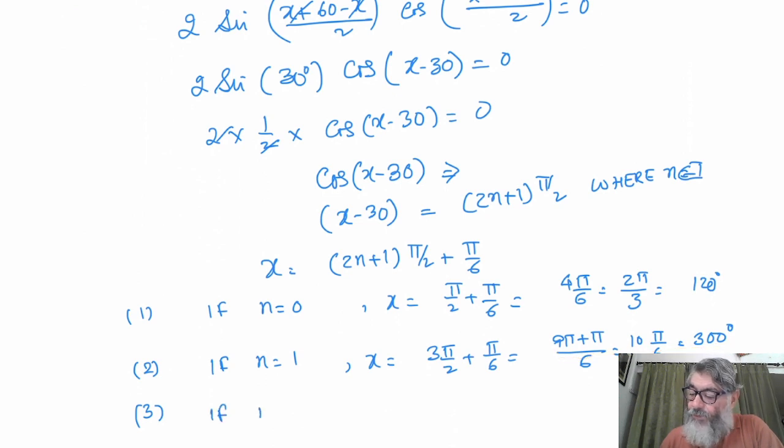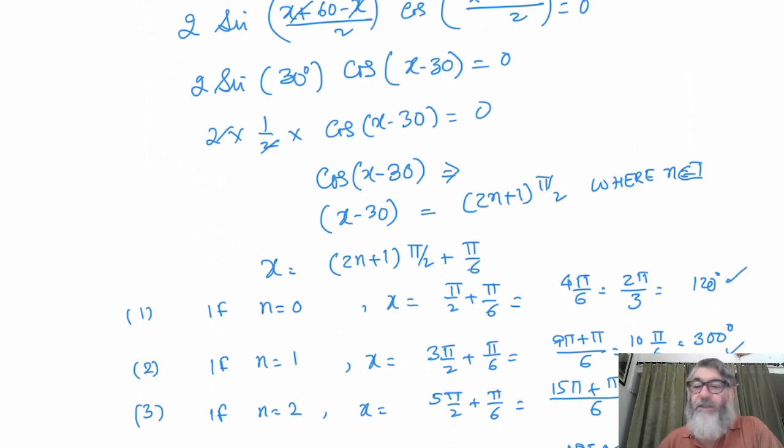If n is equal to 2, I don't think the next value will be acceptable, because if n becomes equal to 2, it will become 5 pi by 2 plus pi by 6. So 15 pi plus pi upon 6, 16 pi by 6. That will become 16 into 30, 480, which is not acceptable.